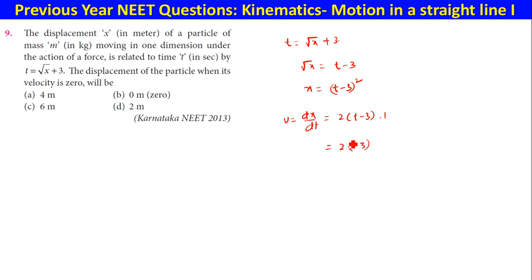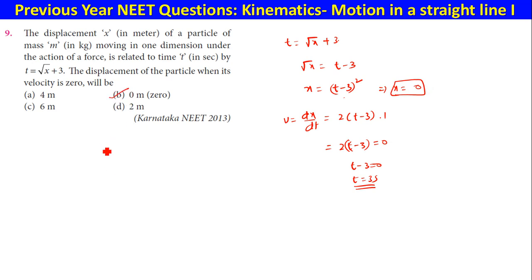And now what did he say? You have to equate it to 0, so that at that time you need to find the displacement. So from this I can say t minus 3 is equal to 0, t is equal to 3 seconds. So just take this and substitute it here. Then you get x is equal to (3 minus 3) whole square, which is 0. Okay, so 0 is the correct answer.